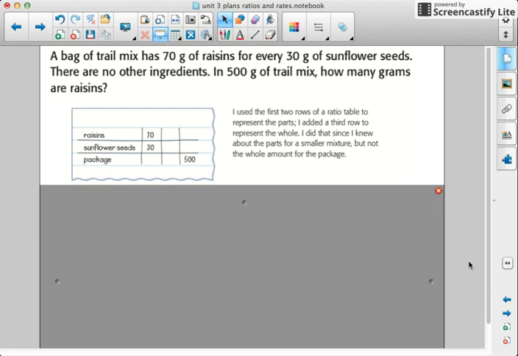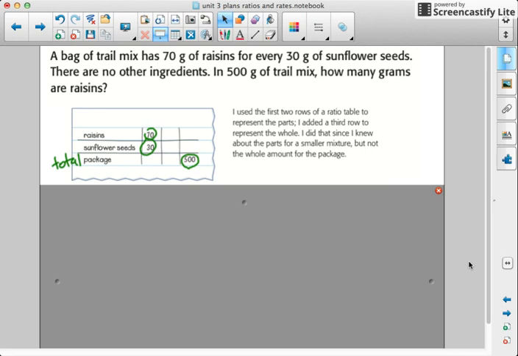Okay, let's do another example. A bag of trail mix has 70 grams of raisins for every 30 grams of sunflower seeds. There are no other ingredients. In 500 grams total of trail mix, how many grams are raisins? So this one's a little bit different because it has a total column in it right here. So we have 70 raisins for every 30 sunflower seeds, and the total package is 500.